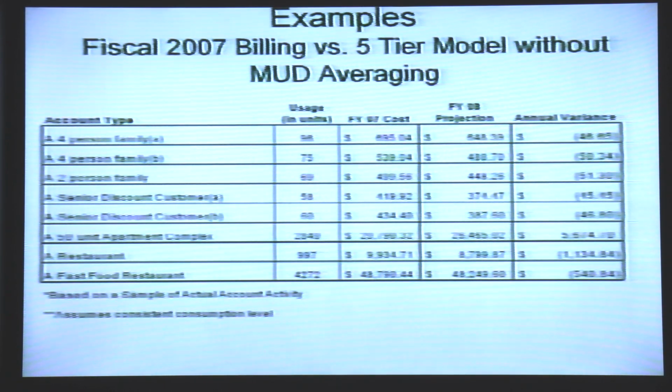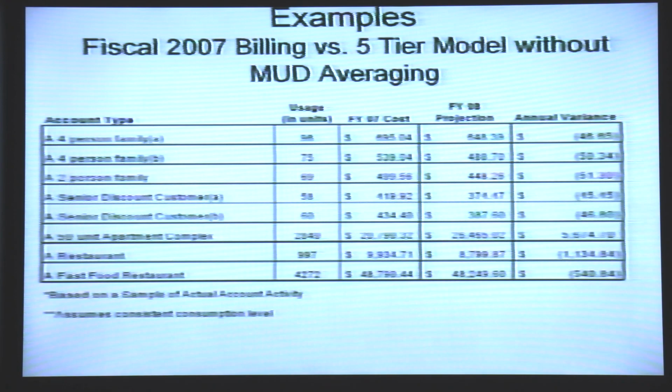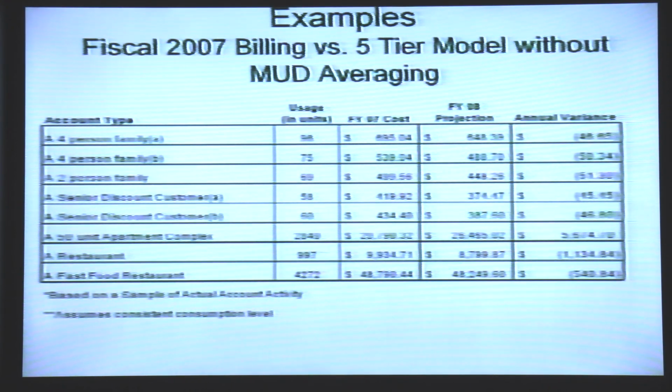And this is an example of several account types. We have a 4-person family with 96 units of usage would save $46.65 in the course of a year. Another example of a 4-person family at 75 units would save $50.34. A 2-person family at 69 units of usage would save $51.30. And one version of a senior discount customer at 58 units would save $45.45. And another one at 60 units would save $46.80.